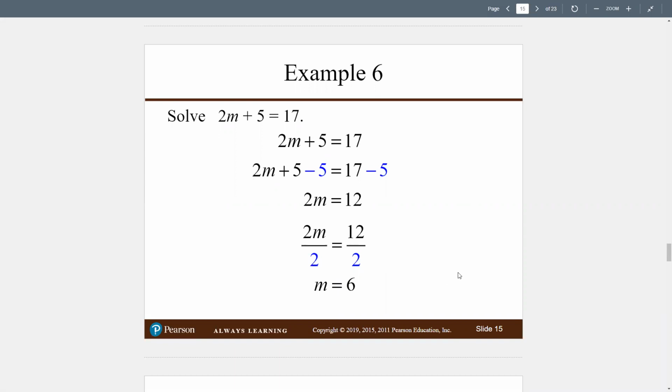Again, same thing as with a simple equation. Once you get your solution, you plug it back in and you check to see if it's right. 2 times 6 will give you 12. 12 plus 5 is 17. 17 equals 17 is a true statement. So we know that m equals 6 is correct and the slide is not lying to us.